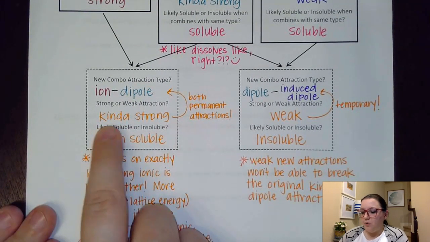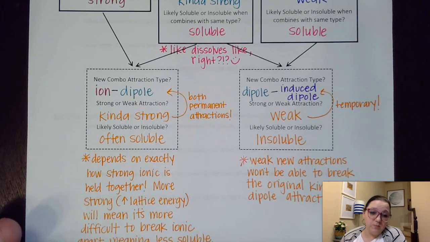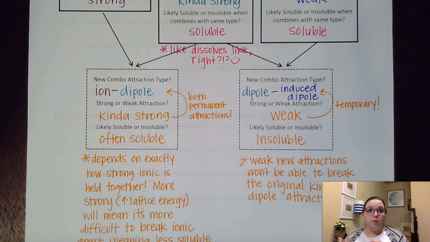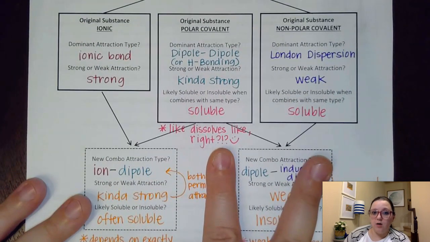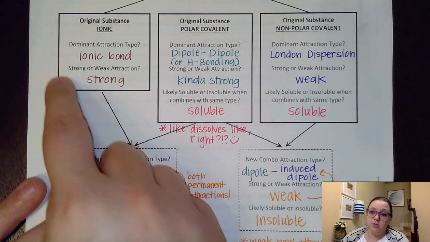You notice here that I put kind of strong, and the reason why I did that is because both of these are technically permanent polar moments. Like, they have a permanent attraction to them. Okay, ions have those permanent charges. Dipoles have the permanent dipole moment on them. Okay, so what that means is that these are kind of strong. Now I put often soluble because it really depends on how strong this ionic bond originally was.